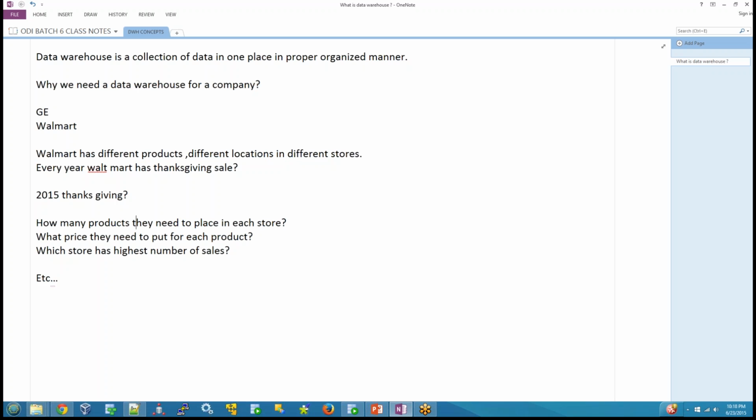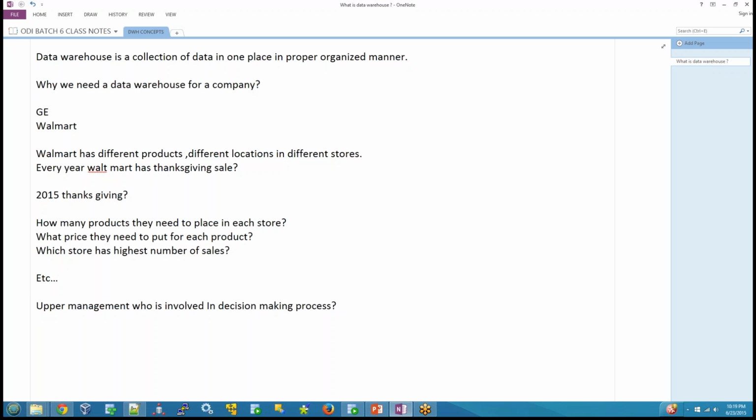So who is going to take these type of decisions? The upper management, right? The management who is involved in the decision making process. So they need to generate some kind of reports.